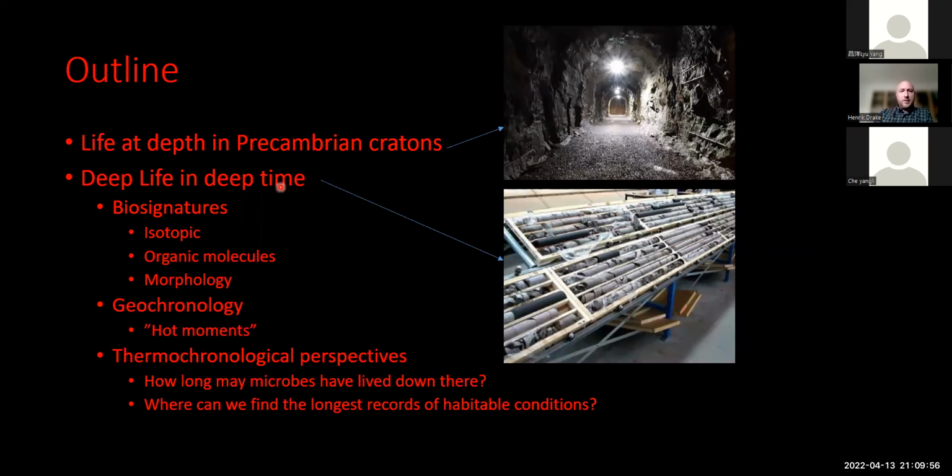So what I will talk about is life at depth in Precambrian cratons at the moment, by looking into what is living there today in tunnel systems and in boreholes. Then I will look into this topic of deep life in deep time by looking at the rock record, mainly fractures in crystalline bedrock, to find out about biosignatures, three types: isotopic, organic molecules, and morphological biosignatures. Then connect it to geochronology, so-called hot moments. When has there been formation of these biosignatures? At what occasions? It seems to be episodic.